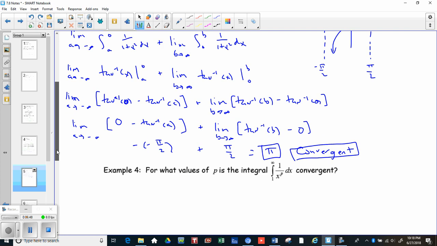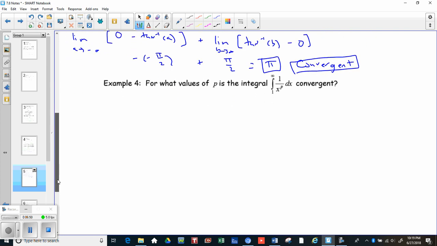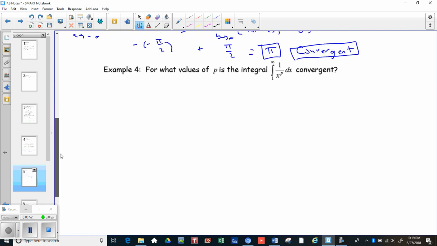All right, moving on. Example 4. For what values of p is the integral from 1 to infinity of 1 over x to the p power dx convergent? So we're going to start off the same way. This is actually going to play a major role in what we're doing later on in the course.